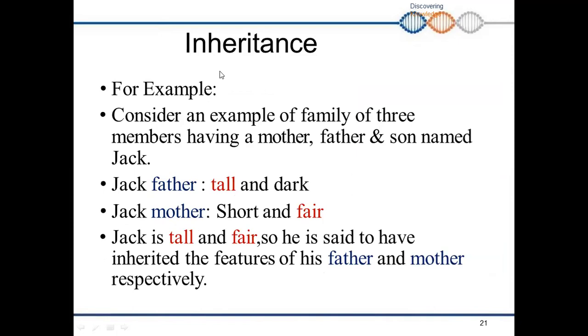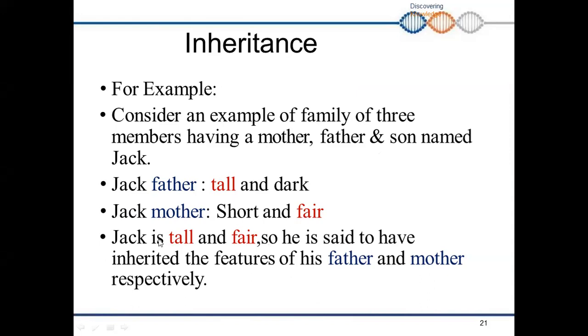Let us discuss it with the help of an example. Consider a family of three members: mother, father, and son. For example, the son's name is Jack. Jack's father is tall and dark. His mother is short and fair. So Jack can be tall and fair.